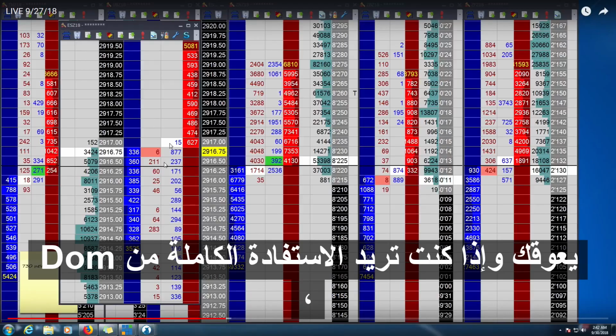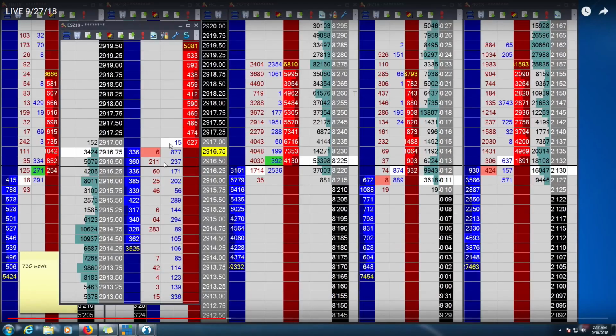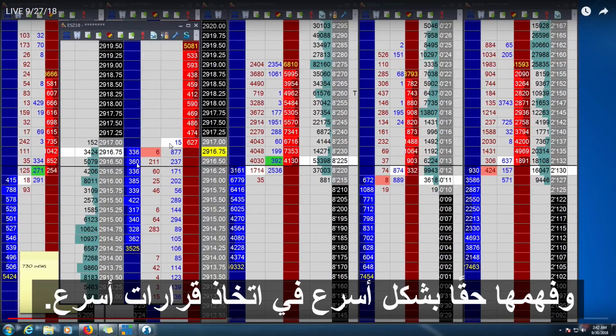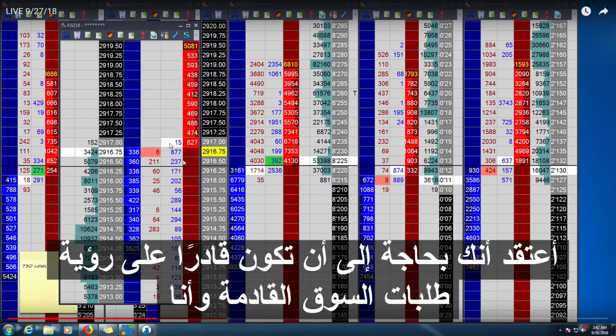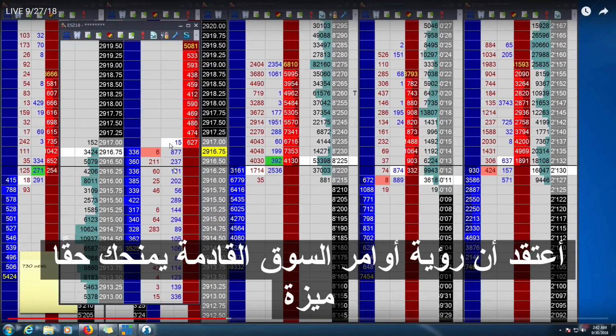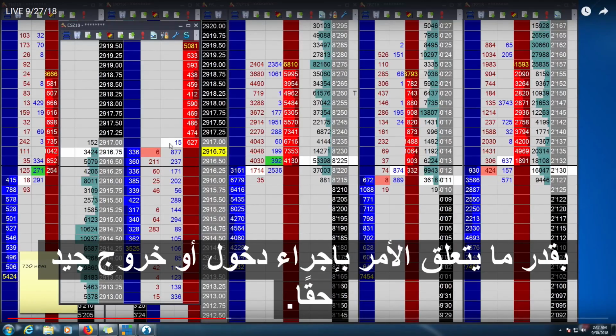If you want to take full advantage of the DOM, to comprehend it quicker and make faster decisions, I think you need to be able to see the market orders coming in. And I think seeing the market orders coming in really gives you an edge when it comes to making a really good entry or exit.